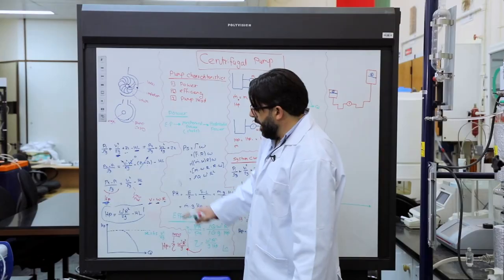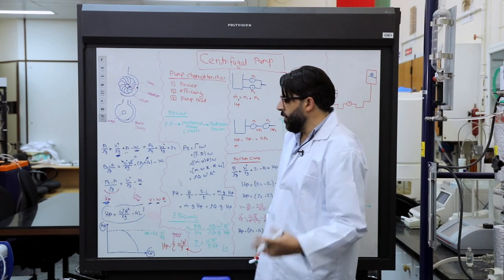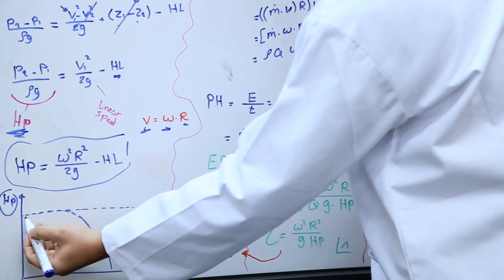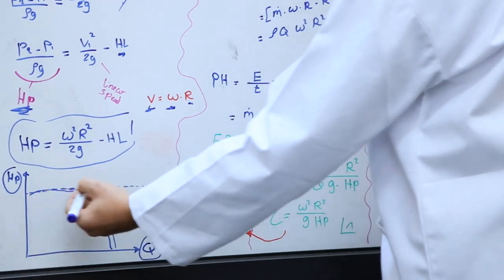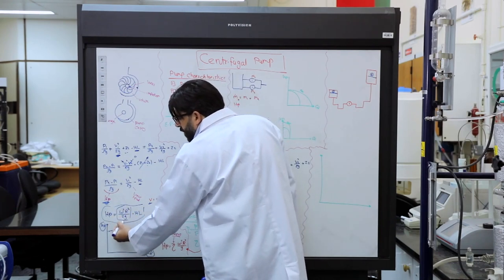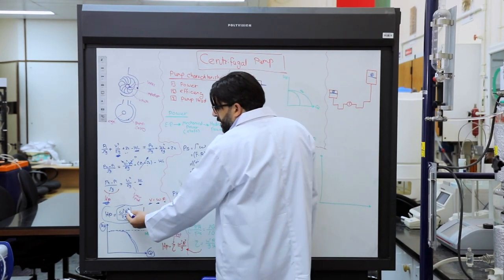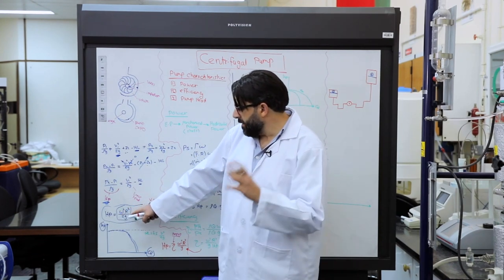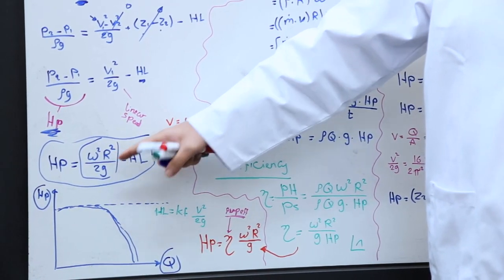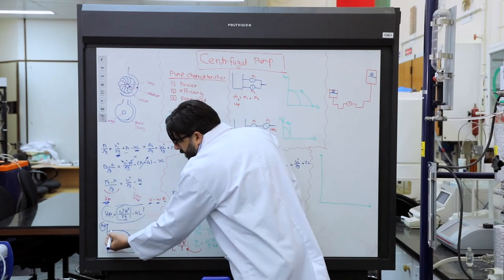As you notice, if we plot the pump head against Q, and Q is the fluid quantity or flow rate of water, the actual pump curve comes like this. Okay, so it's decreasing after some time. But from the equation, there is no direct relation between HP and Q. It only depends on the rotating speed and the radius. So as the angular speed increases, we expect more head pressure, and as the radius of the impeller increases, we also expect more pressure. So the ideal or the expected line should be like this.